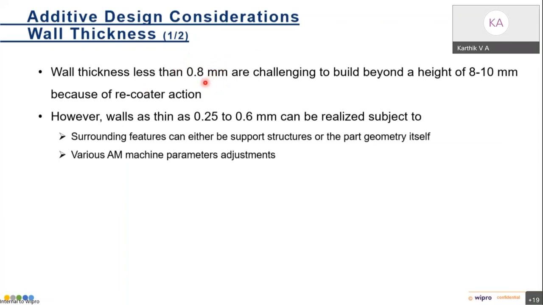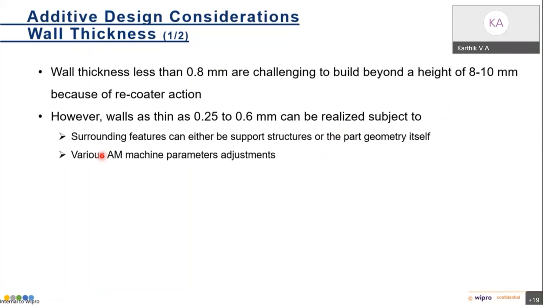As a result, we need to consider ways to mitigate these challenges. In some cases it is possible to fabricate walls even thinner than 0.8 mm, but certain conditions have to be met. The surrounding features should either be able to support the structure, or the part geometry itself should. Various AM machine parameter adjustments can also be made.